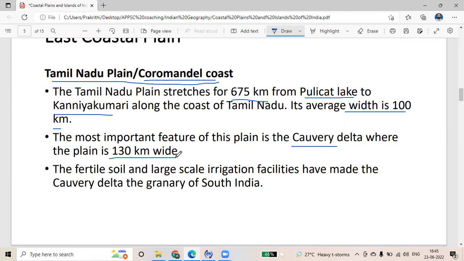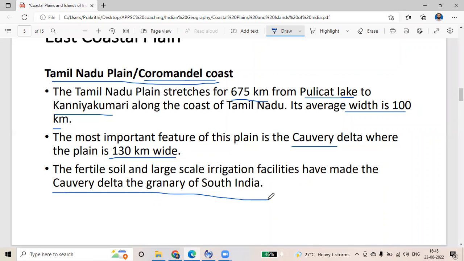The fertile soil and large-scale irrigation facilities have made this Kaveri Delta the granary of India. Also, rice cultivation is very much suitable for agriculture. So that is why it is known as the granary of India, this region.